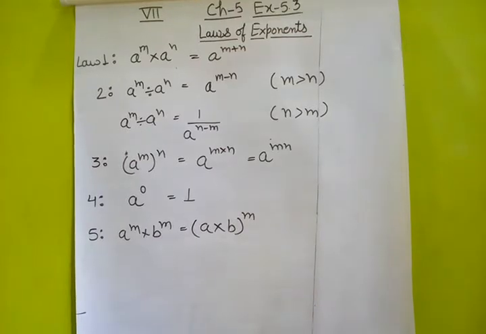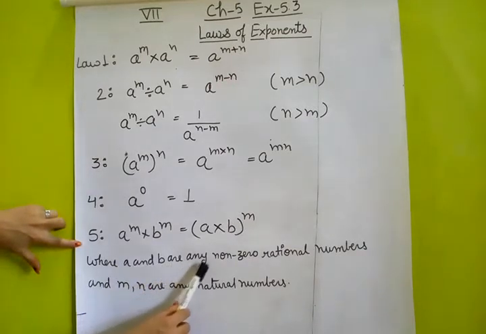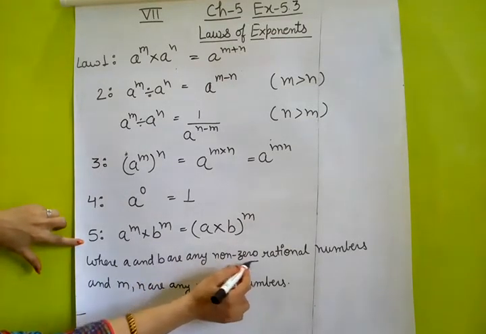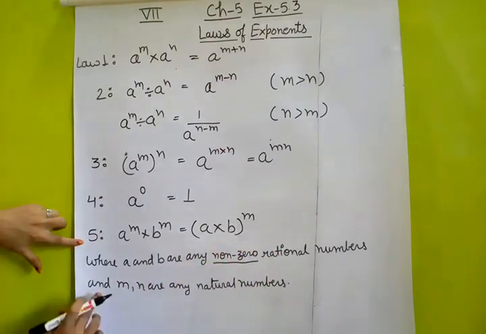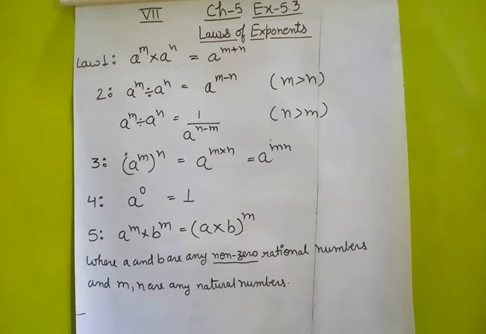Students, in these 5 laws, a and b are any non-zero rational numbers, and m and n are any natural numbers. Okay students, so these were the 5 laws.